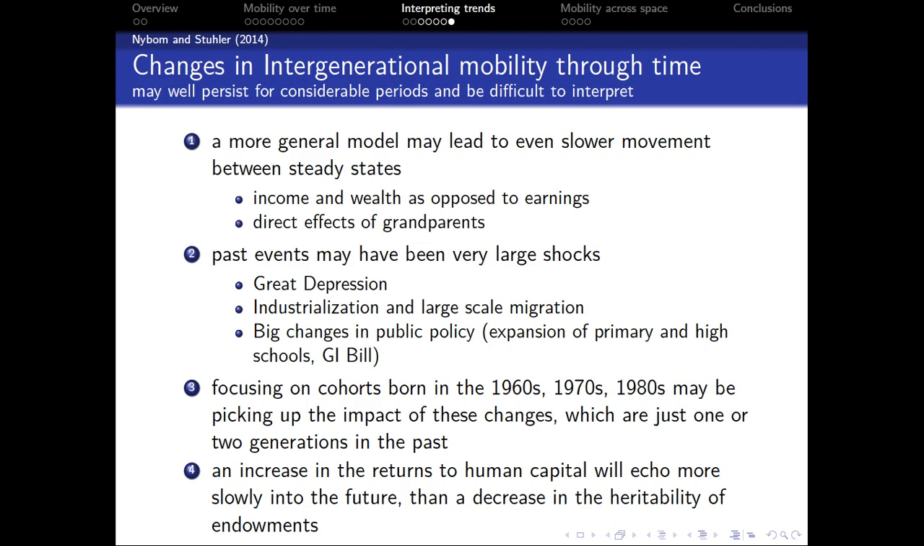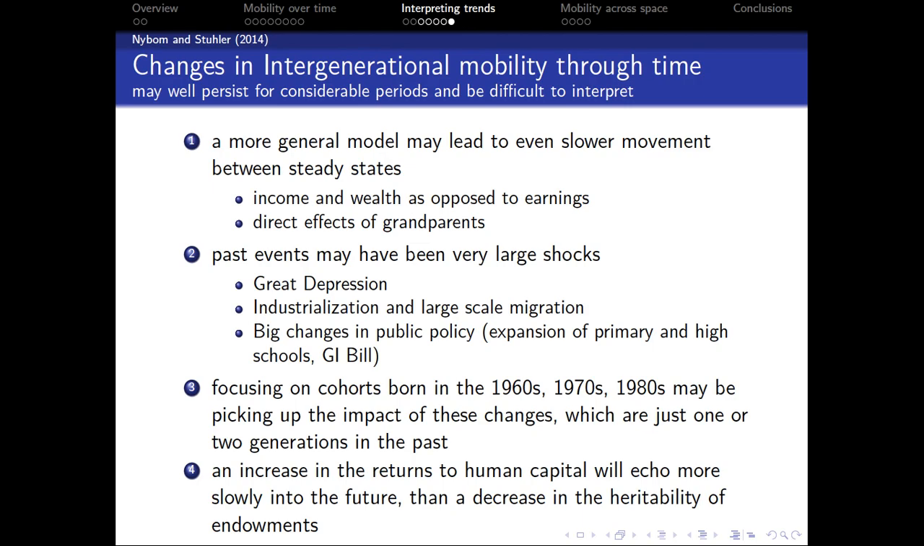The point of this is past events that may have been very large shocks can have long-lasting effects on intergenerational outcomes. So if you think of the Great Depression, or if you think of things like industrialization or large-scale migration, like we had in the United States between the 1800s and the 1900s, or the Great Migration of Blacks northward, or think of big policy changes like the very significant expansion of access to schooling, both primary and high school schooling, but also higher education through the GI Bill after the war in the United States. Like that GI Bill, quite reasonably in the 1940s and 50s, could still be working its way through the intergenerational process for generations born decades and decades after the post-war veterans got higher education as a result of an increase in their ability to access college as a result of the GI Bill.